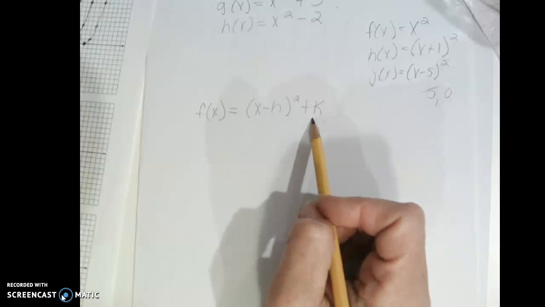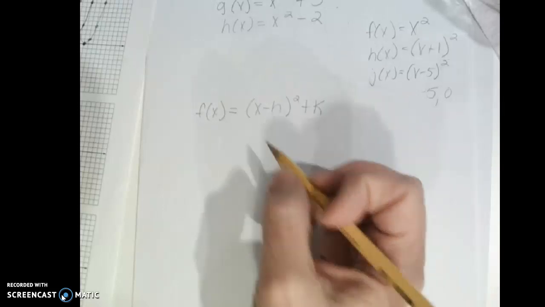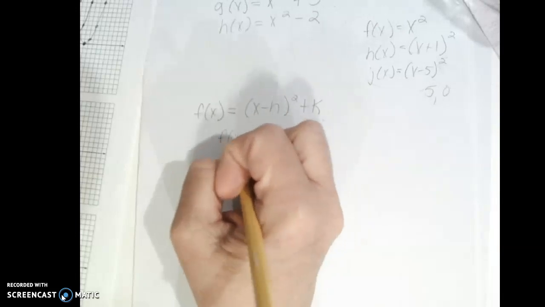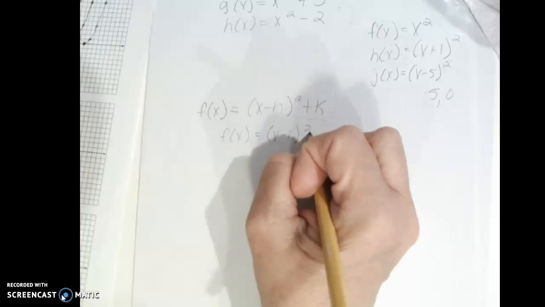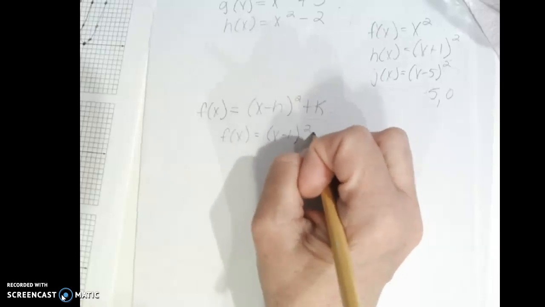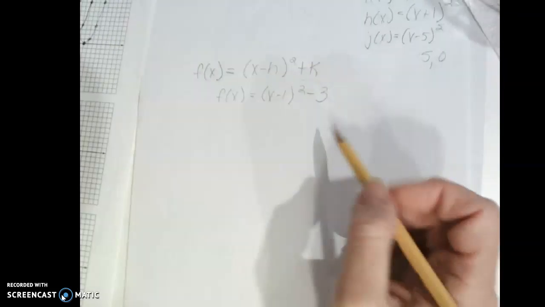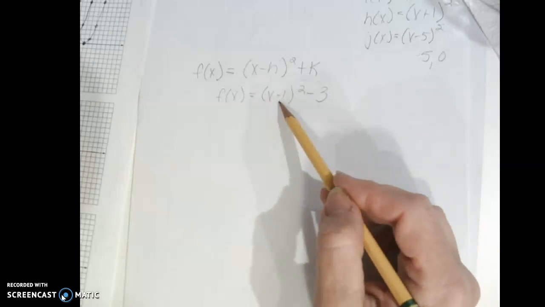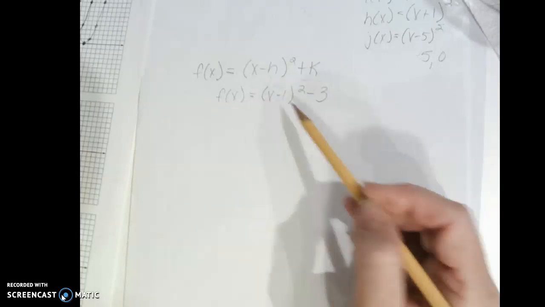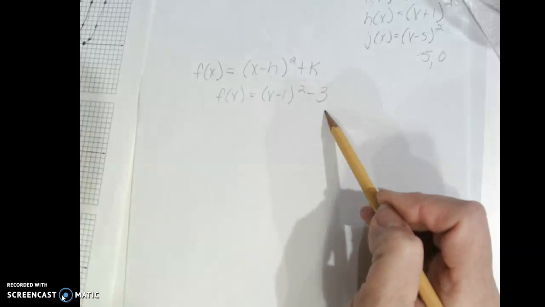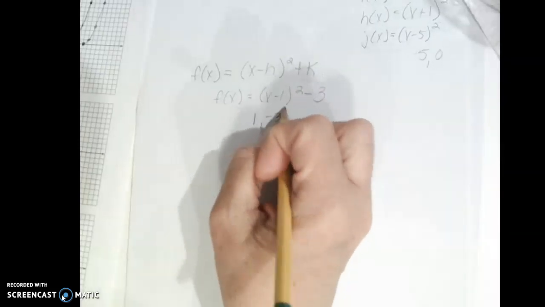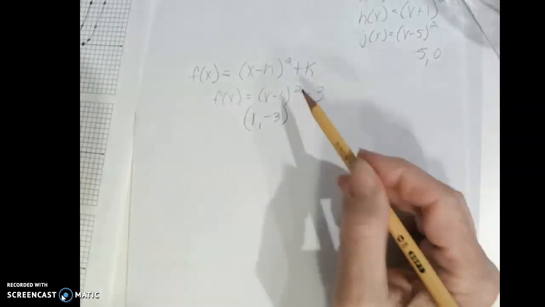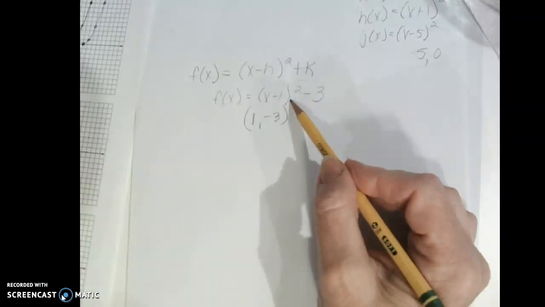For example, if I had f of x is equal to (x minus 1) quantity squared minus 3. If we were to explain this, we would say, okay, well, this is telling me it's moving to the right 1, and this is telling me it's moving down 3. And so that would give us a vertex of (1, negative 3). It has to be in this form in order for you to do that.